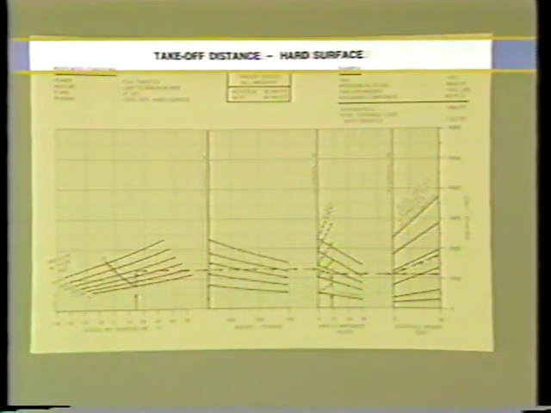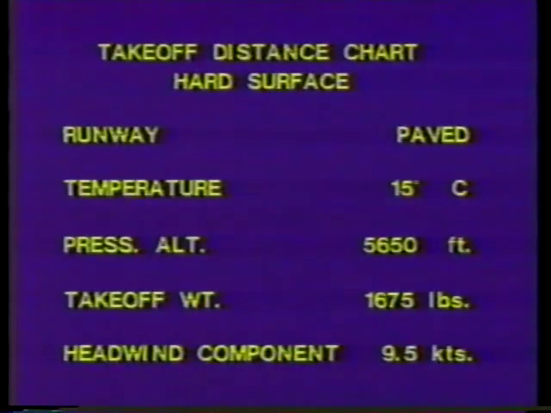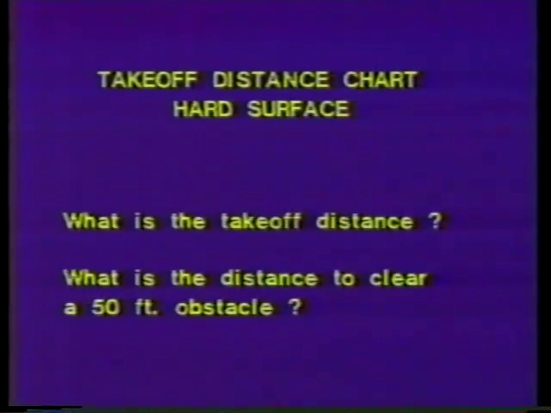Since this chart is titled Takeoff Distance, Hard Surface, we'll solve a problem for taking off on a paved runway with a temperature of 15 degrees centigrade, a pressure altitude of 5,650 feet, takeoff weight of 1,675 pounds, and a headwind component of 9.5 knots. What is the takeoff distance? And what is the distance required to clear a 50-foot obstacle?